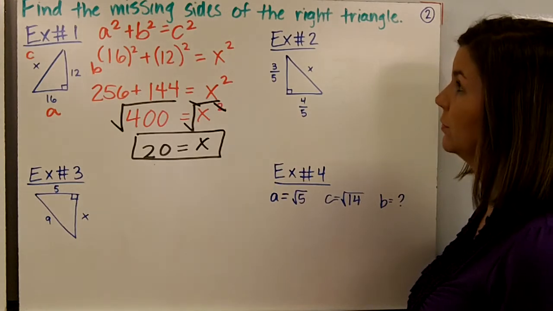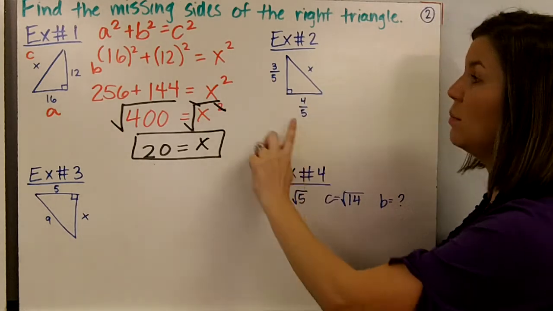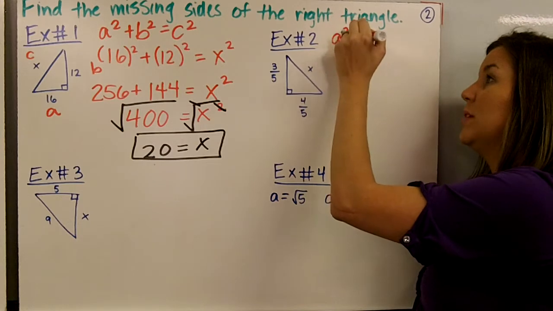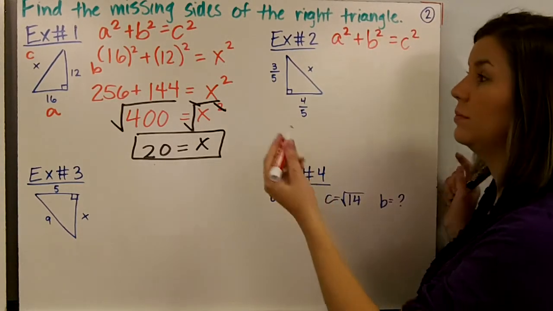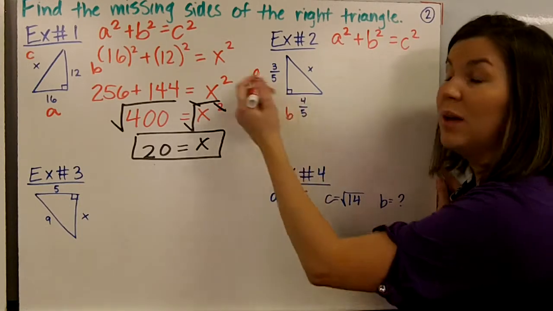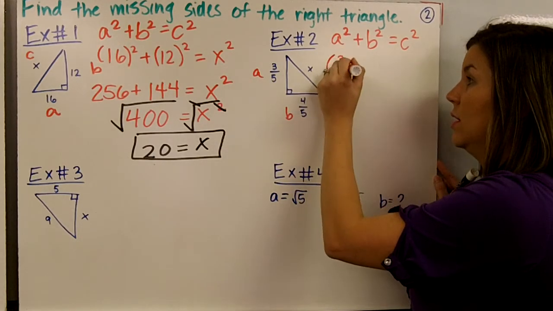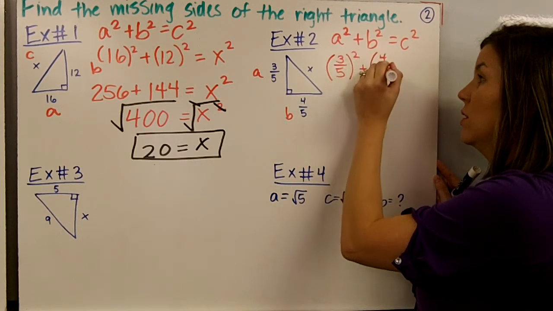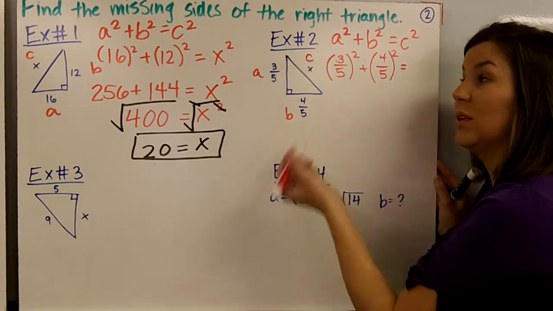Example number 2. 3/5, 4/5, and x. Again, x is the hypotenuse because it is opposite of the right angle. We're going to use a squared plus b squared equals c squared. I'm going to call 3/5 a and 4/5 b. Now, it doesn't matter which one you do. So a is 3/5 squared plus 4/5 squared equals x, which I'm going to say is c.